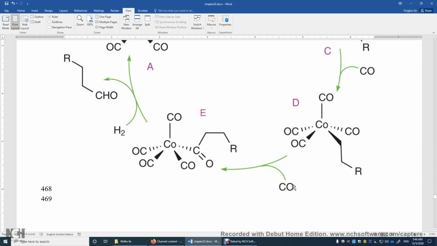One more carbon monoxide comes in. This time it's going to insert between this cobalt and CH2. All right, between cobalt and this CH2. And now we have a larger ligand, R, CH2, CH2, CO, bonded to this cobalt. Still, this cobalt has an oxidation number of 1, and you have a -1 oxidation number on this carbon.